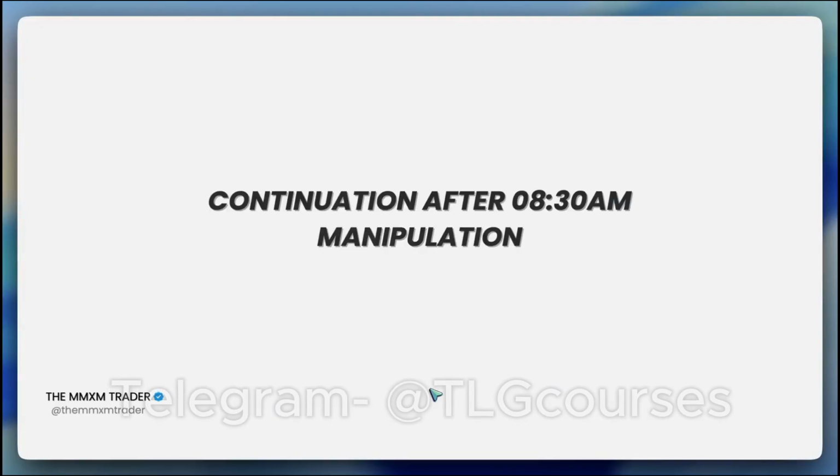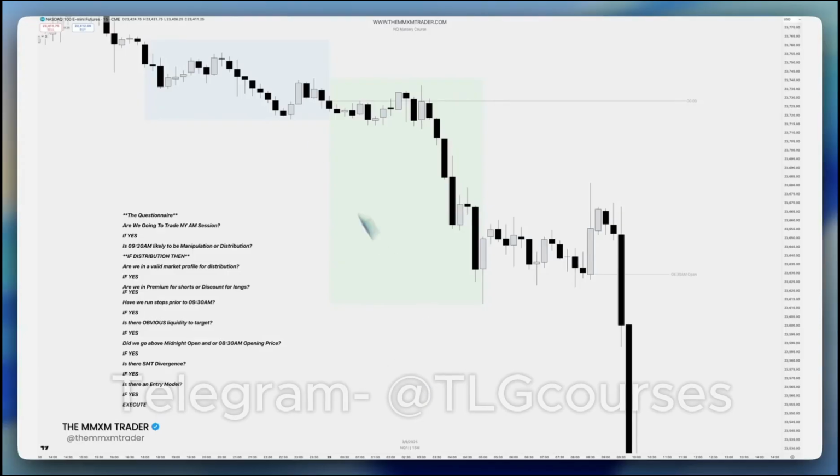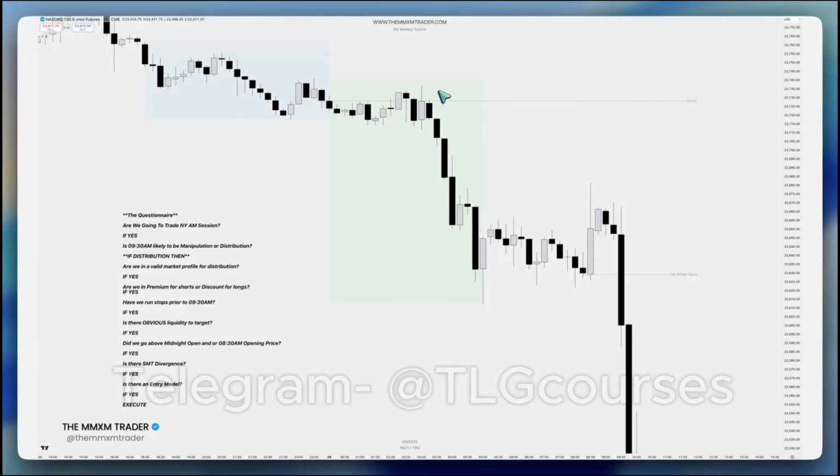Okay, let's look at a continuation of 9:30 a.m. after 8:30 a.m. was the manipulation. Okay, so this is that same example, right? First, we profile the market. Are we even going to trade New York AM session? Consolidation in Asia, okay? Move down in London. Is it extremely overly extended? No.